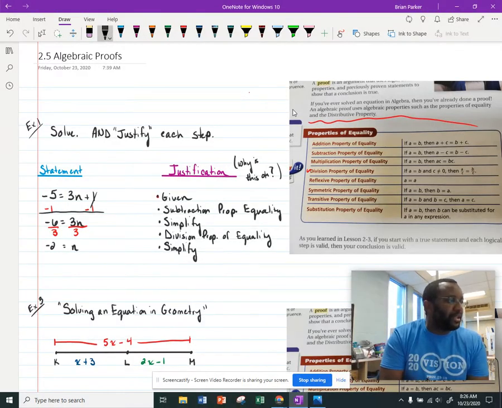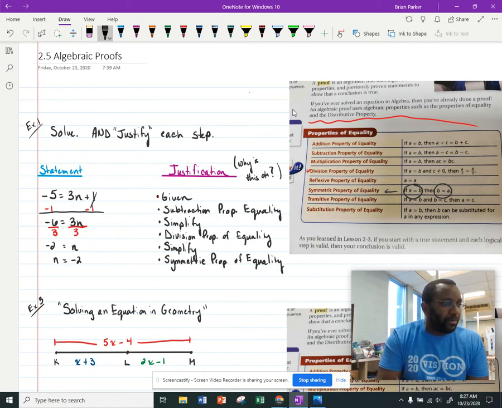And then finally, last thing, -2 equals n. I actually like to write it the other way around. I like to have my variable on the left and my number on the right. Now why am I allowed to do that? Well, look at this right here. That is the symmetric property of equality. I switched it around because of the symmetric property of equality. And these are the things that were in your flashcards, I do believe, on the Quizlet I gave you. Like I said, you'll need those things in order to do this.